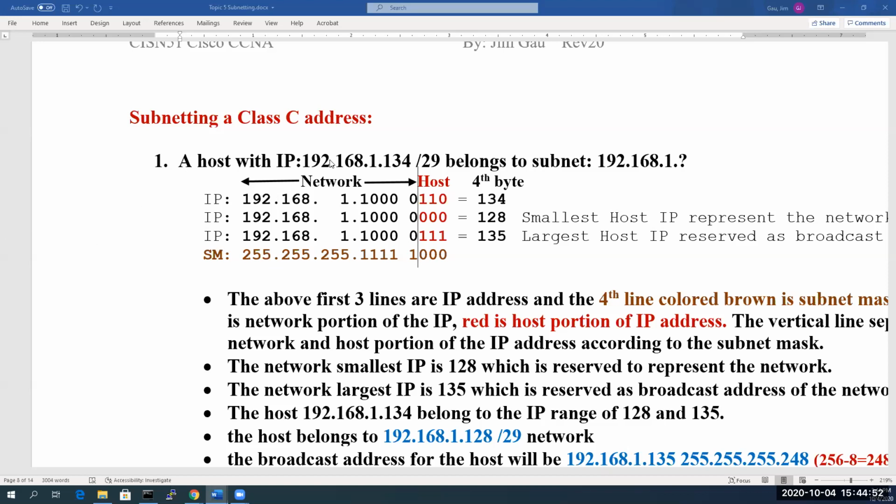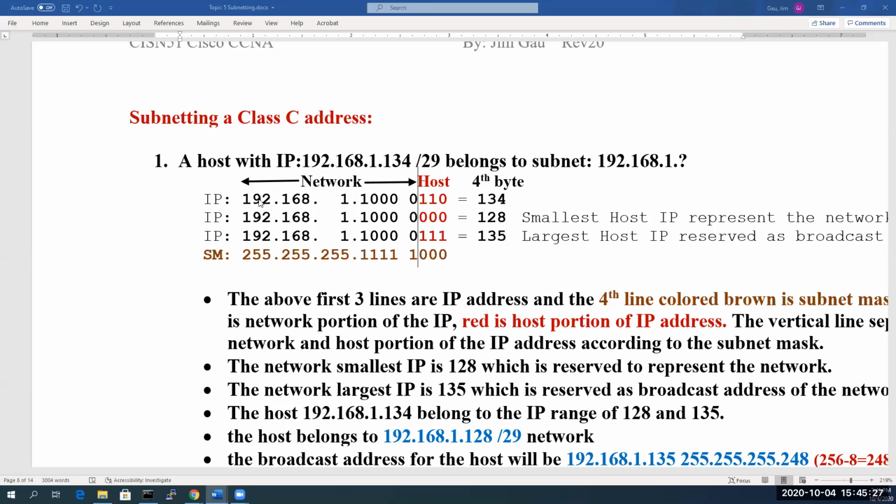But here, a host with 192.168.1.134/29, we never did /29, so we do a /29 here, and I'll tell you how to solve the problem. Which subnet does it belong to? You say, well, how would I know which network it belongs to? I mean, we have been doing 3 examples, but I haven't done /28, and now you're asking me /29. No worry, we just do this. We put the IP here, 192.168.1.134. The focus is on the 4th byte.